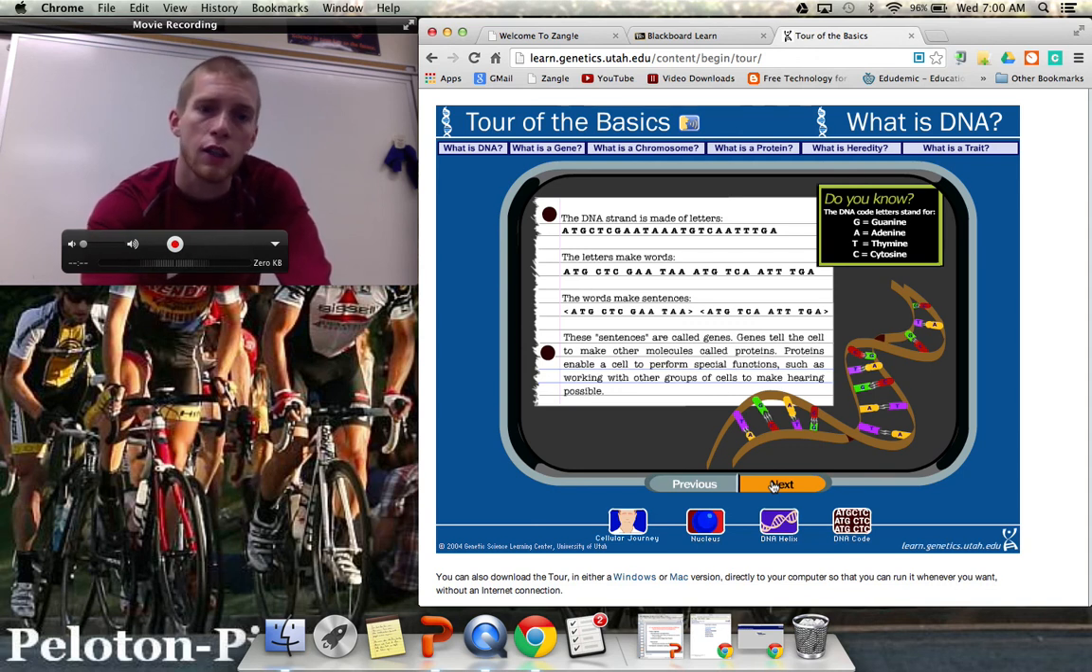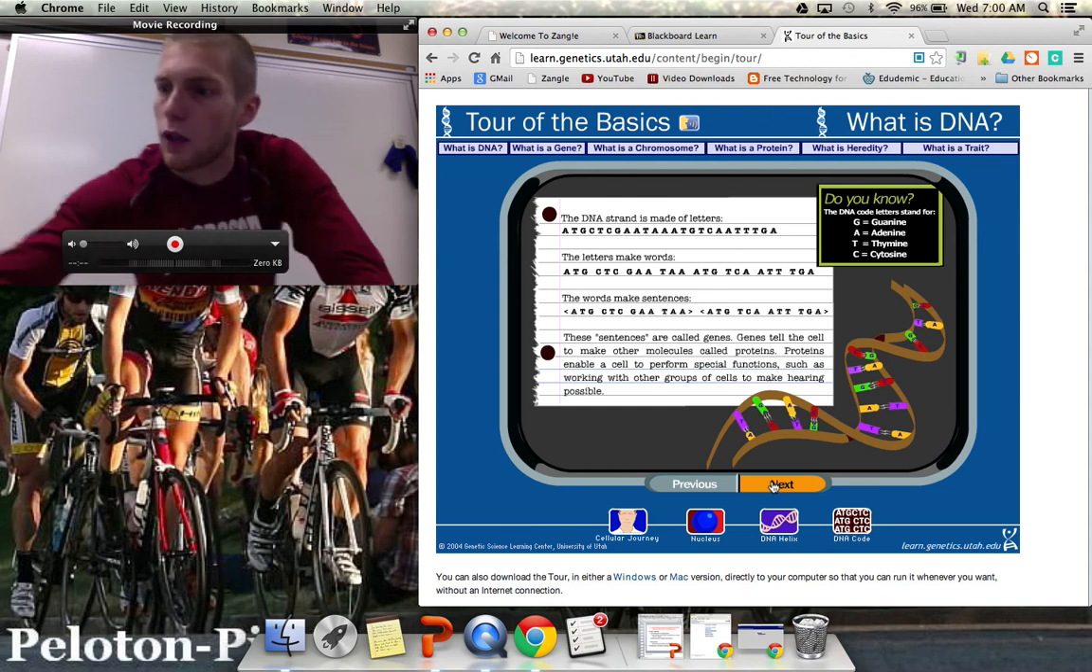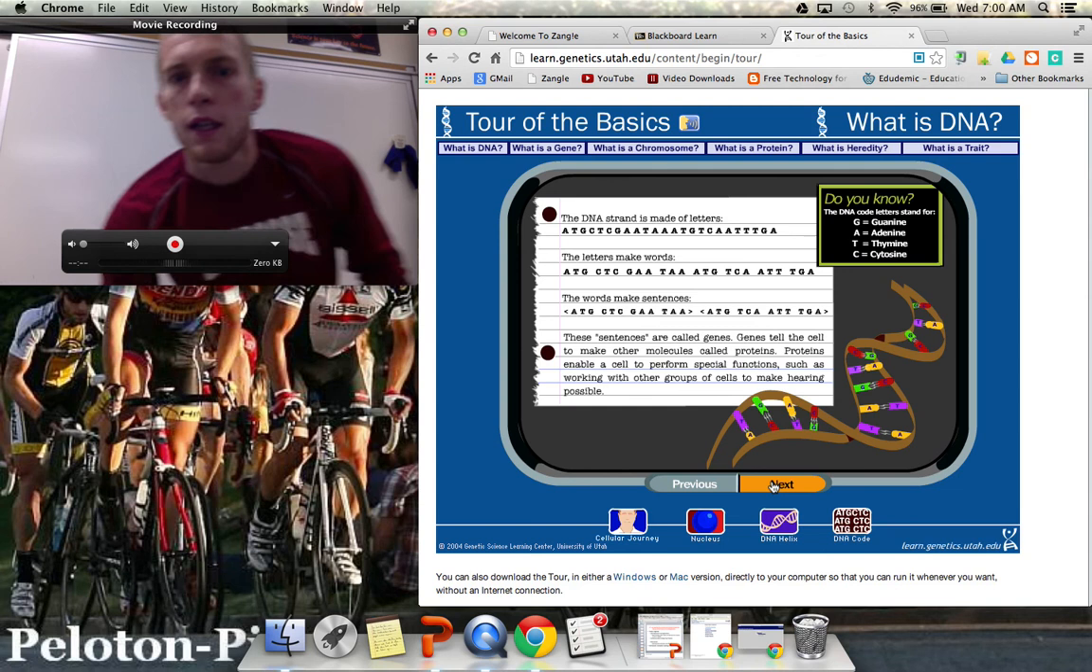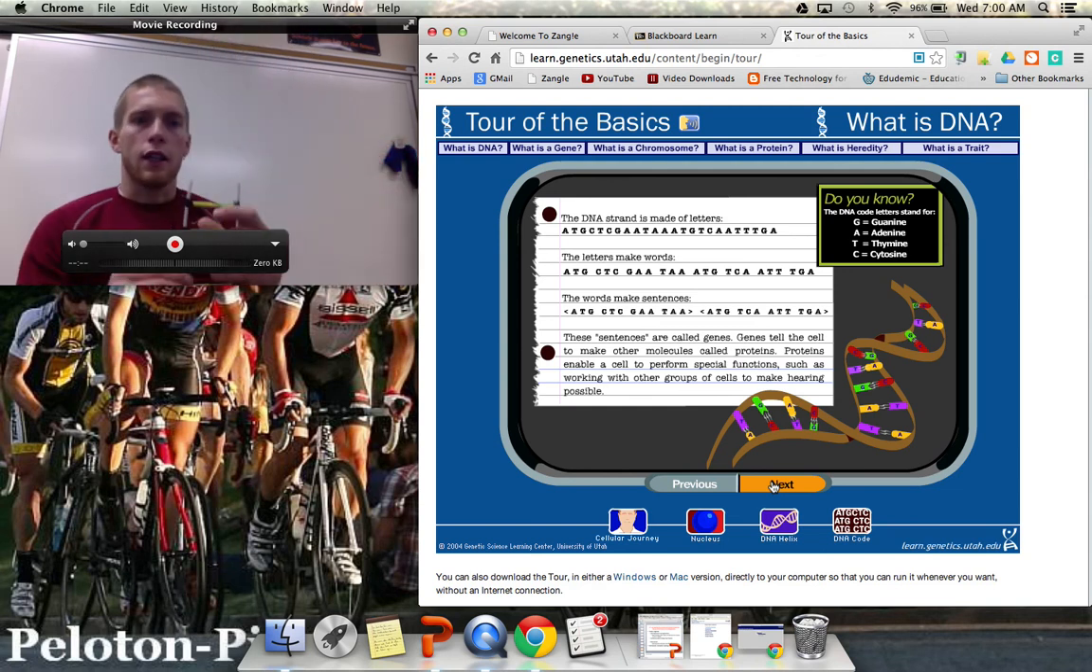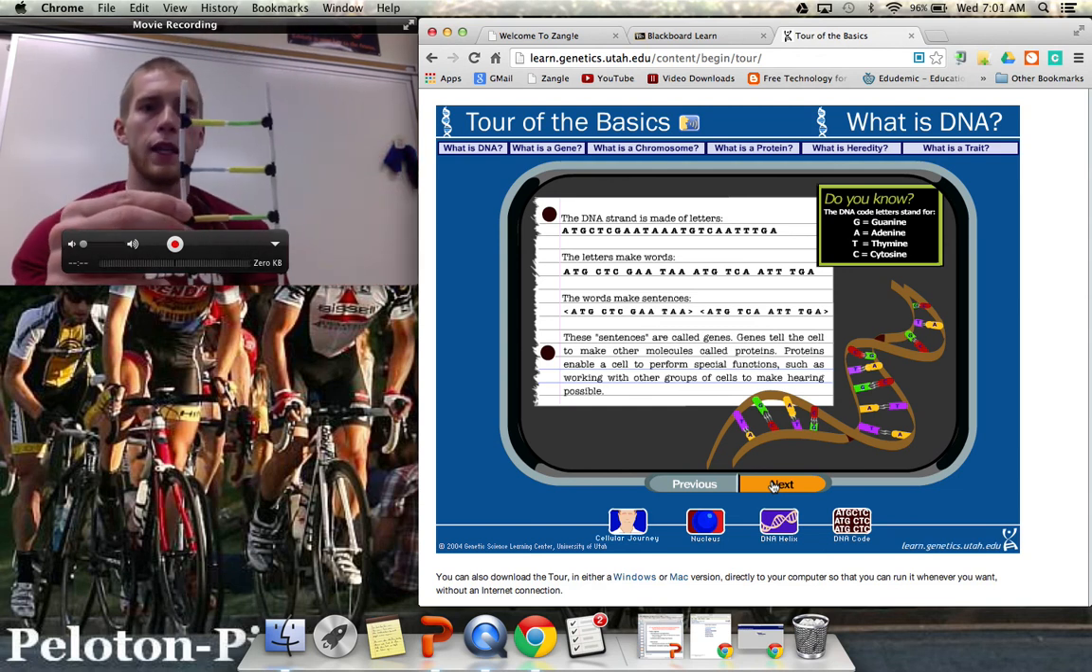It's like changing the letters in a word. If you change a letter in the word, which would be like changing the code, then you would change what that word says, and that could ultimately change the meaning of your sentence. So let's go ahead and let's take a deeper look at what a DNA molecule is structured like. So this could be my DNA molecule.